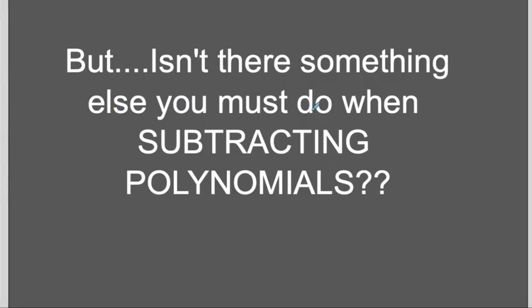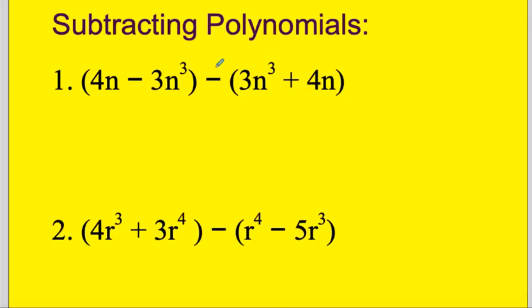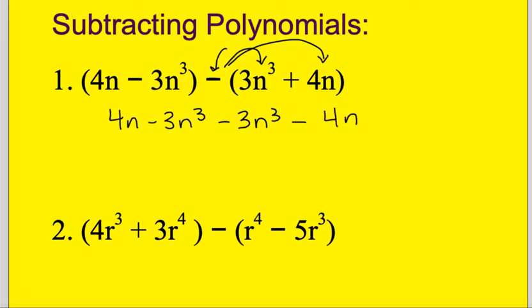All right, let's look at subtraction. There is something else you must do when subtracting polynomials. You can't just drop the parentheses. When you are subtracting polynomials, you have to understand that this subtraction symbol is telling you to make everything inside the parentheses opposite, okay? So that means that if we're going to make it opposite, we first have to distribute the negative through. So that would be 4n minus 3n cubed minus 3n cubed minus 4n. That's really important for you to notice as you are subtracting polynomials.